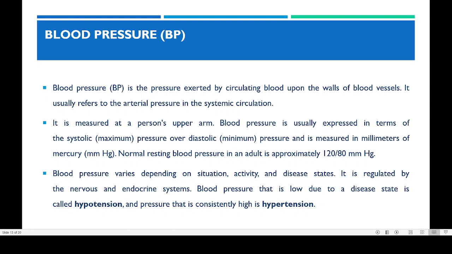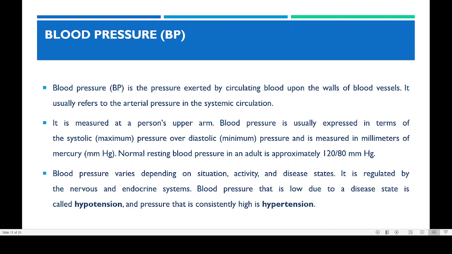Here also you can see that. So this is the blood pressure. Okay, so that is the meaning of the word blood pressure: the force or pressure exerted by circulating or passing blood on the wall of the blood vessel.